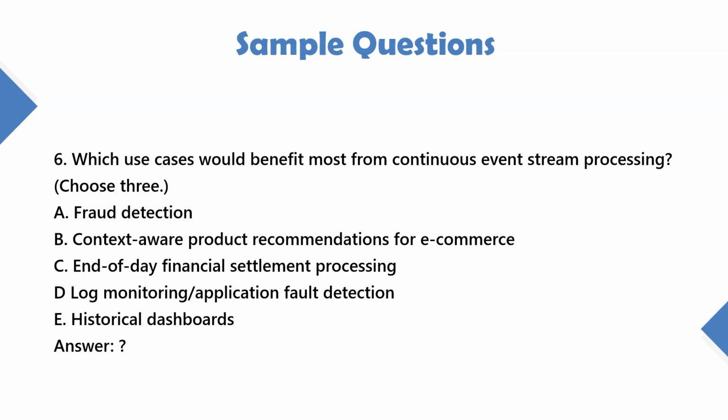6. Which use cases would benefit most from continuous event stream processing? Choose 3. A. Fraud detection. B. Context-aware product recommendations for e-commerce. C. End-of-day financial settlement processing. D. Log monitoring, application fault detection. E. Historical dashboards.